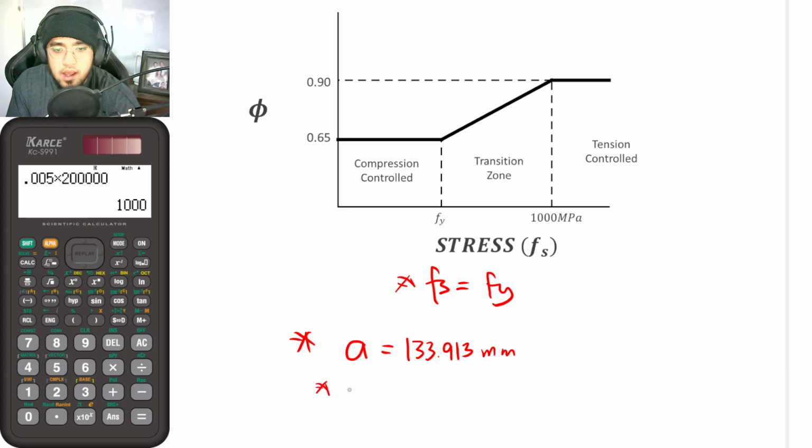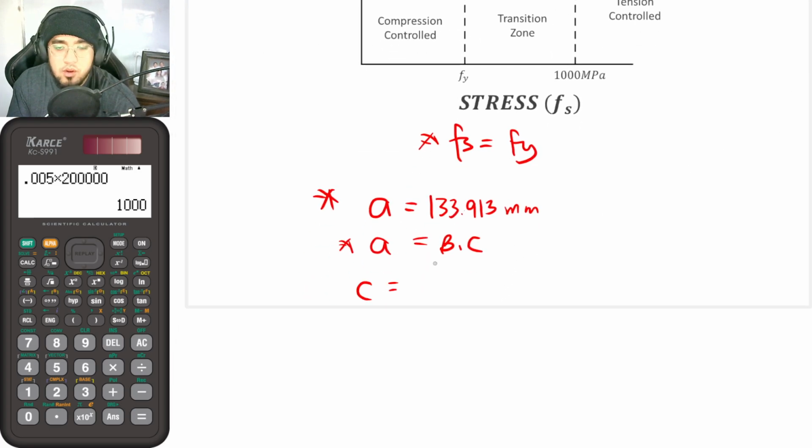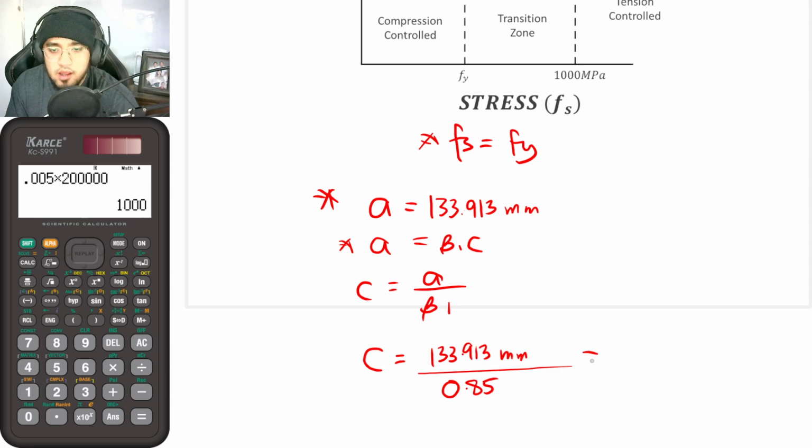And since A is equal to beta 1 times C, we can now say that C is equal to A over beta 1. Okay? So from that, C is now equal to the value of A, which is 133.913 millimeters, divided by beta 1, and beta 1 once again was 0.85. So 133.913 divided by 0.85. Our answer here is now equal to 157.545. Okay, so that is now the value of C.